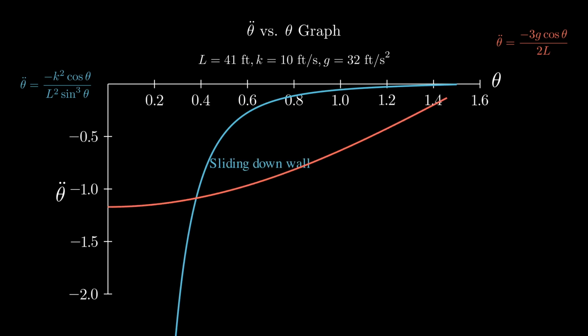Graphing these two, we see that there is a critical angle where the ladder is held up by the wall, but after theta c, it is free to behave as a stick pendulum. With these L, k, and g values, we get theta c is equal to 0.38.